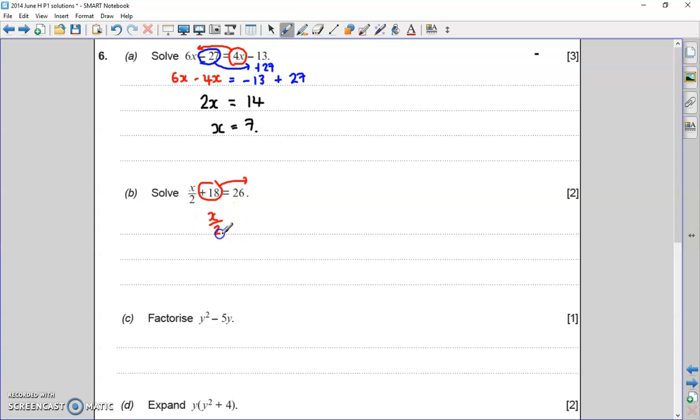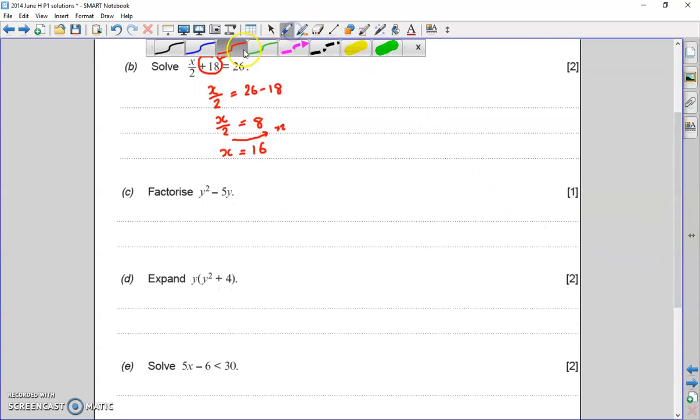So we've got x over 2 equals 26, take away 18. So that means that x over 2 equals 8. And then if we want to get rid of this divide by 2, it becomes a times by 2 on the other side. So x equals 16, and we can check that. 16 divided by 2 is 8. 8 add 18 is 26.